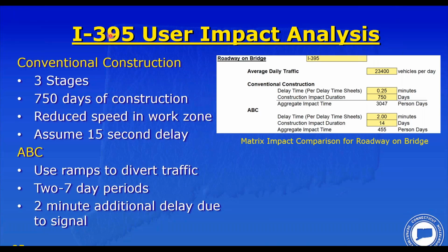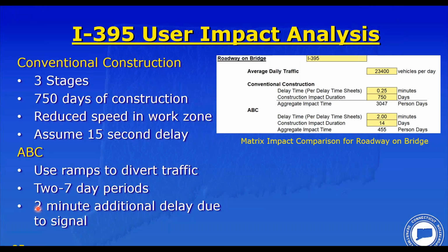So for I-395, 3 stages of construction again, 750 days. We're assuming a 15-second delay again for cars going through the work zone. For ABC, and this is if we went to stage construction and kept 2 lanes open, cars are slowing down in the work zone. We're assuming 15-second delay for conventional construction with stage construction. For ABC, we're going to detour traffic down the ramps for 2 7-day periods.